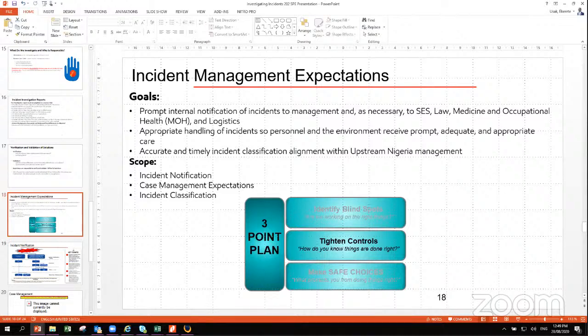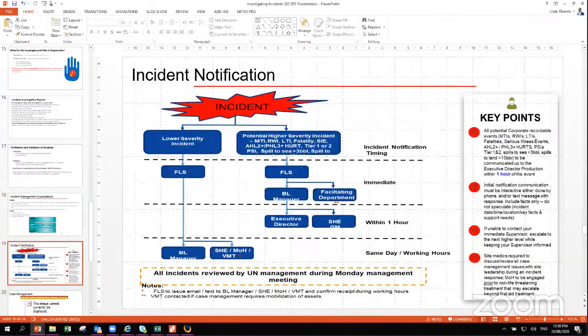A lot of organizations abroad have actually had incident management expectations. So you have to set up your expectation. And like I said earlier on when we started, the best way to manage or analyze an incident is to prevent it from happening. So if you can tighten controls and prevent it from happening in the first instance, then you've done the best analysis in your incident management analysis.